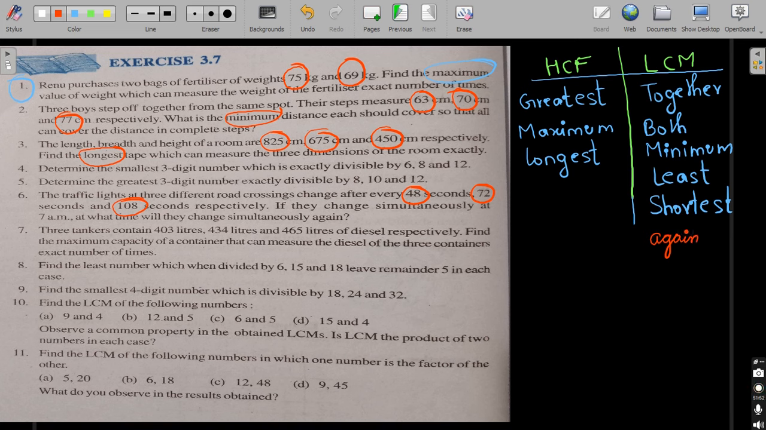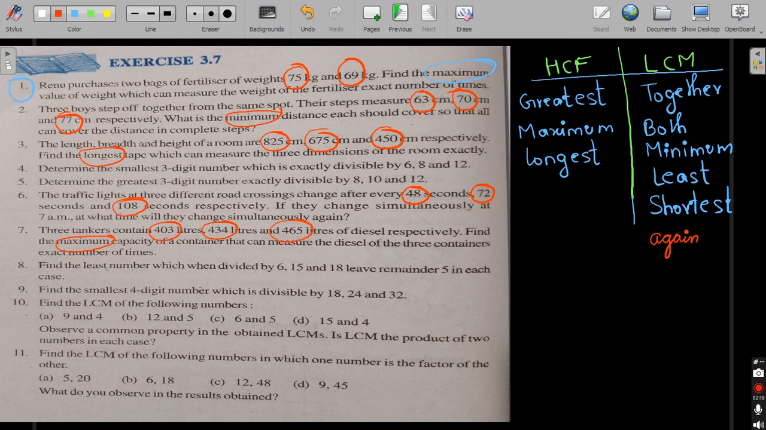Next, question number 7, the 3 triangles it is written over there, find the maximum. So by maximum what is the word, dear students? Maximum is what you will find out, that is your HCF. Very good. HCF of what numbers? 403, 434, 465. Very good, correct answer.